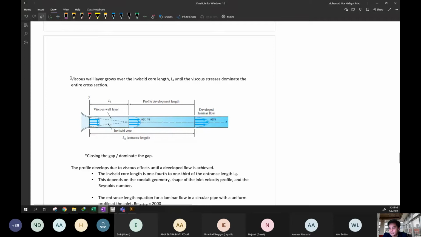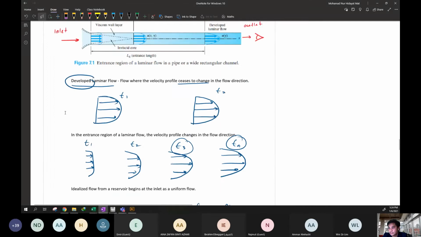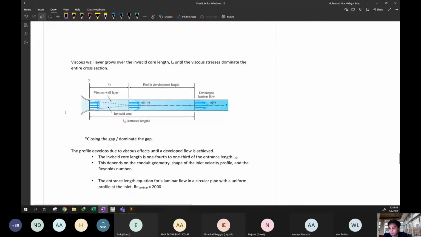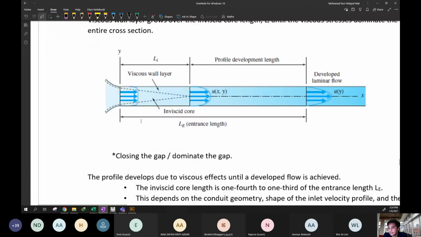So the viscous wall layer grows over the inviscid core length Li. Okay, in here let's introduce the viscous wall layer. You can see this is the entrance length. This is the pipe. Inside the pipe we divide into two: this is the entrance length and this is the developed laminar flow.